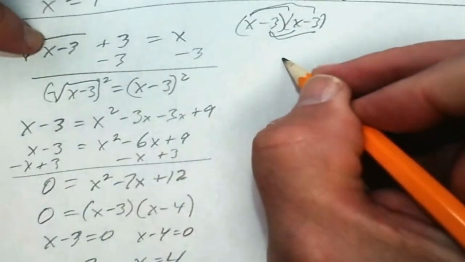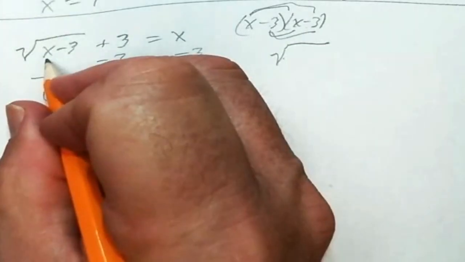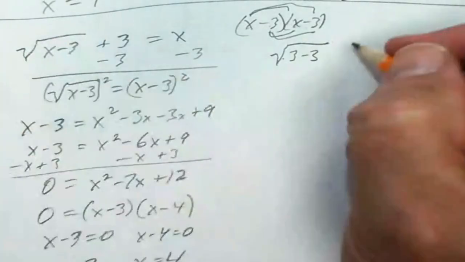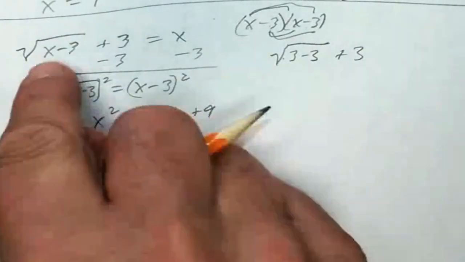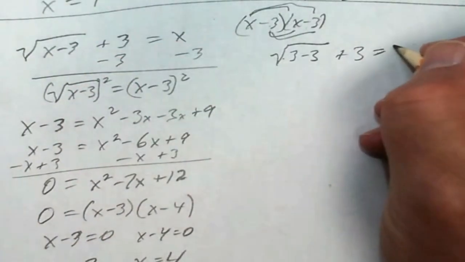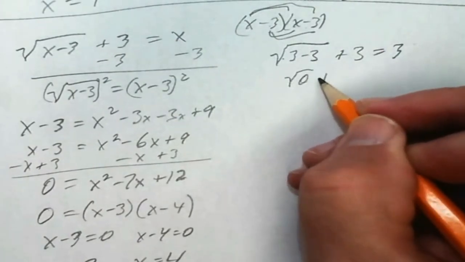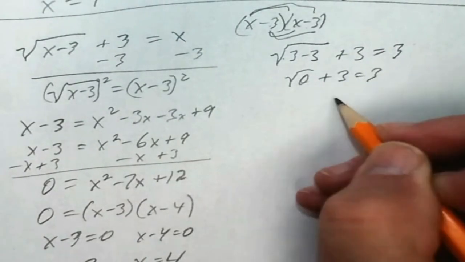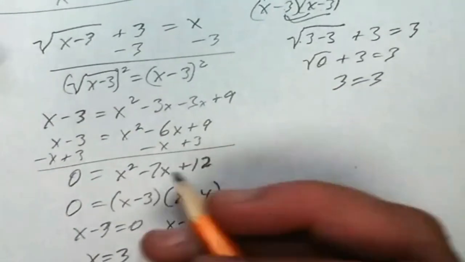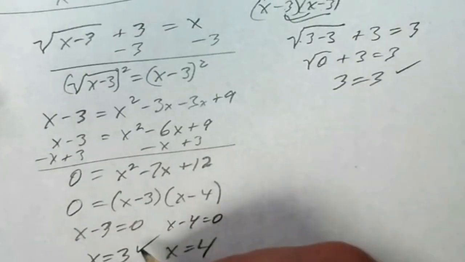So let's check x equals 3 first. 3 minus 3 plus 3 equals x, which is 3. Well, 3 minus 3 is the square root of 0 plus 3 equals 3. So this is just 3 equals 3. The square root of 0 is 0. So this one's good. That checks out. Okay, that's a good answer.